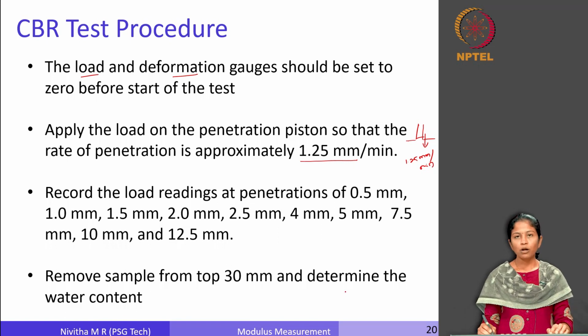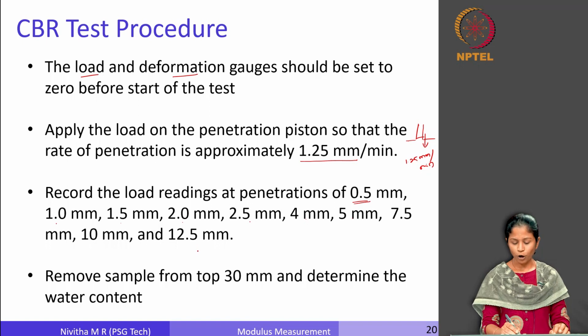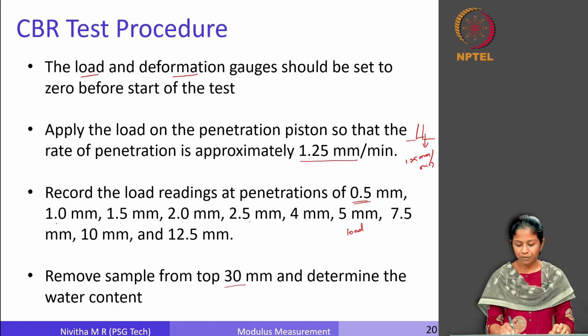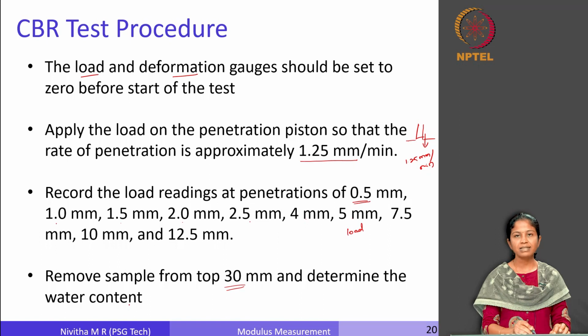Now, we have to record the corresponding load readings for different penetration depths, right. We start with 0.5 mm, 1 mm, 1.5, 2, 2.5, 4, 5, 7.5, 10 and 12.5. So, for all these depths of penetration, we measure the corresponding load readings, right. Once the test is over, we stop at 12.5 mm. If it is required, we can remove a sample from the top 30 mm of the compacted specimen and determine the water content. Okay, this is an additional step which is suggested. If required, it could be performed.